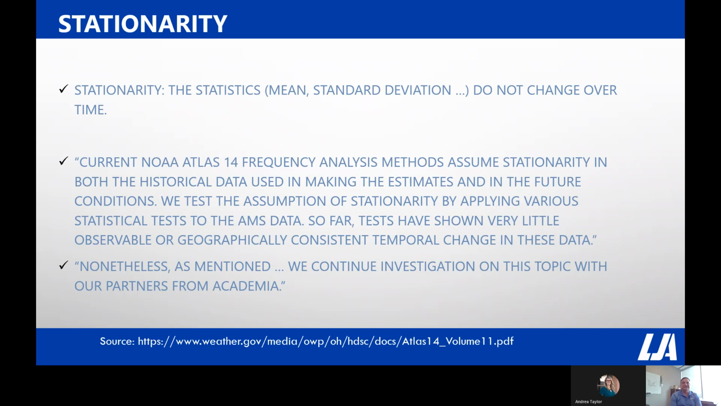So the National Weather Service made the assumption that there weren't any changes, and then they went back and reanalyzed that and showed that there is no time-dependent changes, which is an indication that there's probably not climate change that has occurred within the past 60 years, or even prior to that, probably more than 80 years within the state of Texas. And they further go on to say that nonetheless, as mentioned, "we continue investigation on this topic with our partners from academia." So they couldn't find climate change, but they turned it over to the academics to see if they can do some further studies and make a more consistent or a different determination about whether or not climate change has impacted our rainfall.